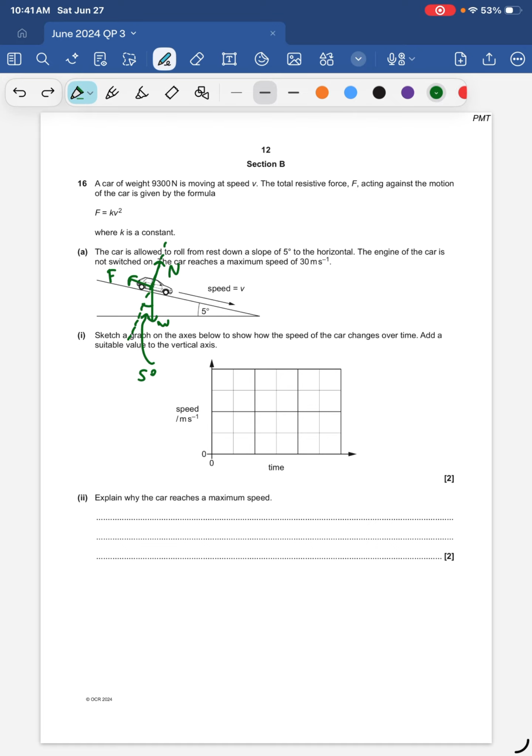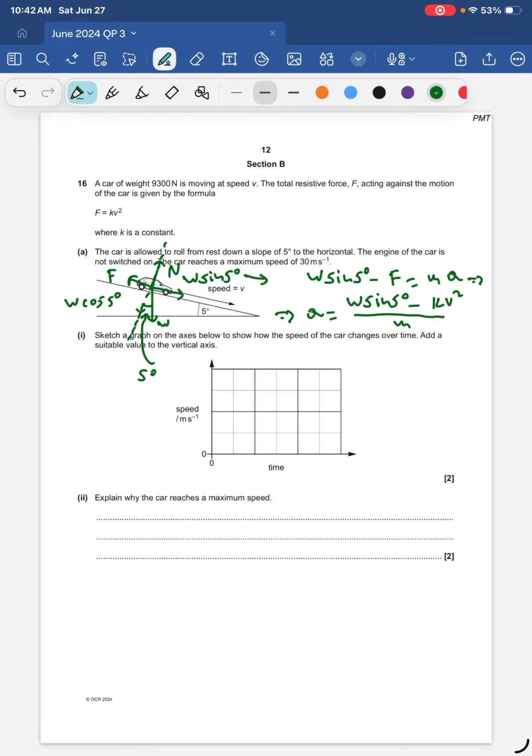Okay, so now we can resolve the weight into a component that is W cosine of 5 degrees in this rotated y-axis. And then in the rotated x-axis, the weight has a component W sine 5 degrees. Okay, the engine is switched off, so there is no more force pointing forward. So the car moves forward, therefore we have W sine 5 degrees minus F, that's the sum of all forces. So this resultant force is equal to mass times the acceleration in that direction. So the acceleration of this car is W sine 5 minus kv squared over m.